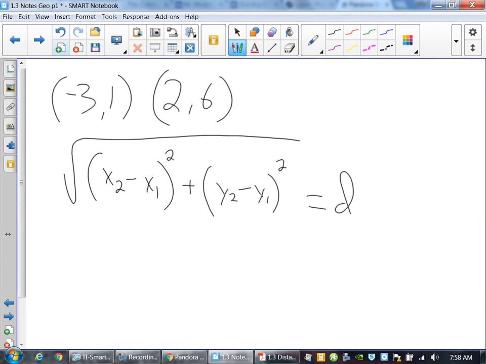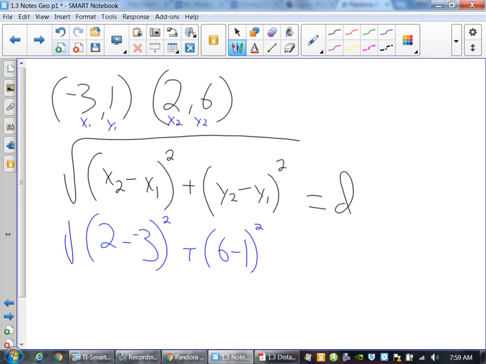So again, watch what happens, guys. Just like we've done in the past, the easiest thing to do here is label. Label them as you read them going from left to right. It's the easiest way of doing things here. You fill in the blanks: 2 minus -3, quantity squared, plus 6 minus 1, quantity squared.